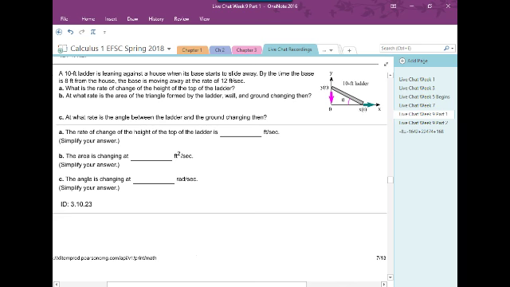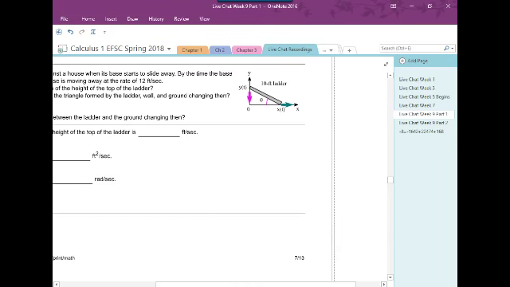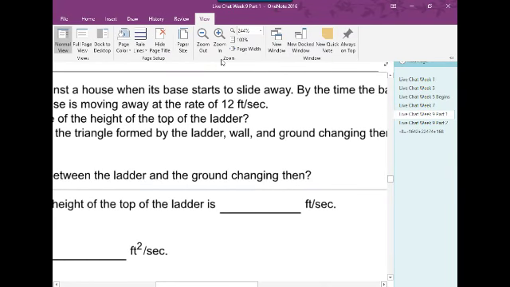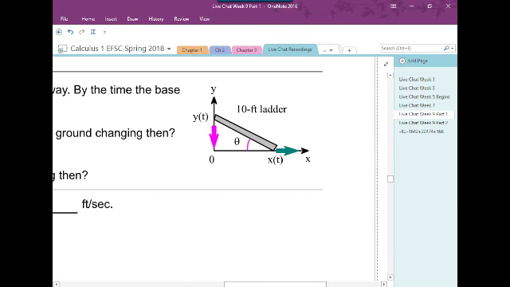So they have been kind enough to provide us with a diagram this time. I'm going to zoom in a little bit on that diagram and fill in what we know. Okay, so here's my diagram. And the first thing that they told us was that the ladder was 10 feet. So they've already labeled that, but let me just label that on there.